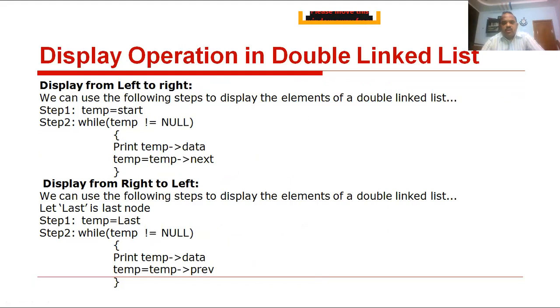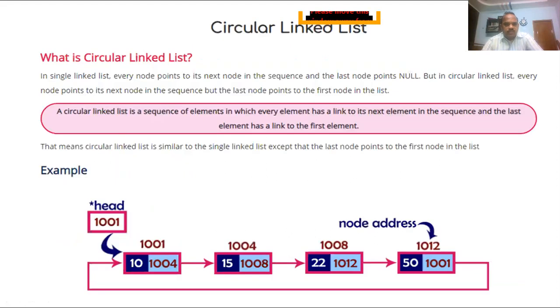The display operation we know, from left to right and right to left. While temp is not equal to null, print temp to data, where temp equal to temp to next, until all the elements are visited and displayed one by one. Then when null occurs, stop. From temp equal to last, move to the beginning. This is also used to display from right to left. These are the two types of traversal.